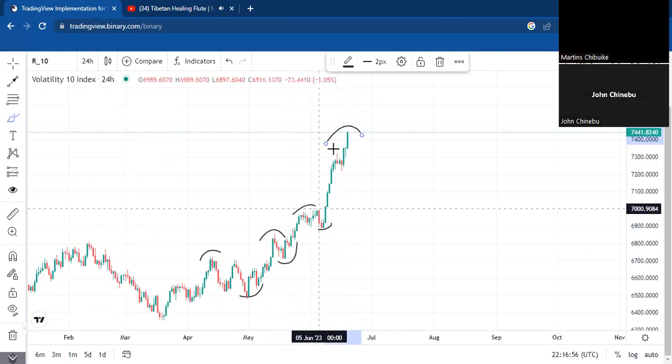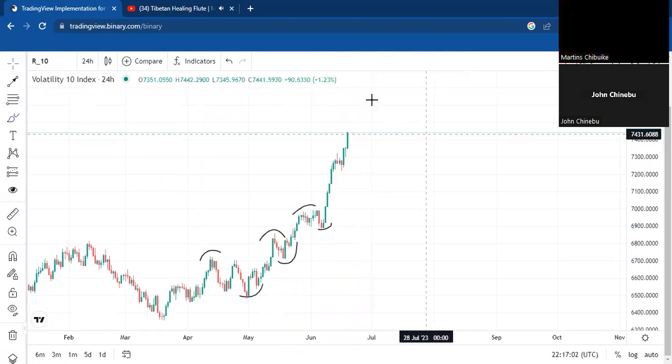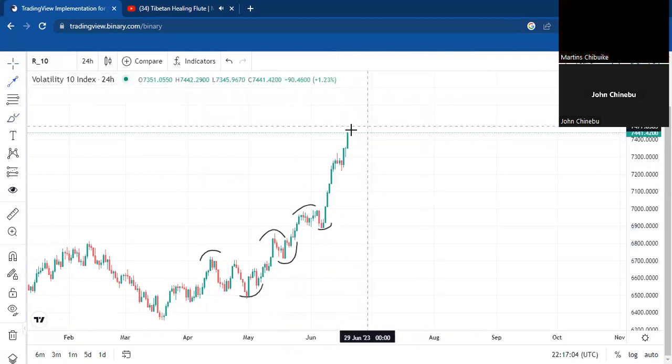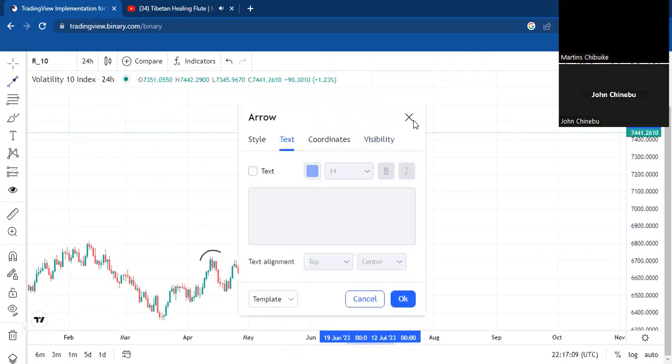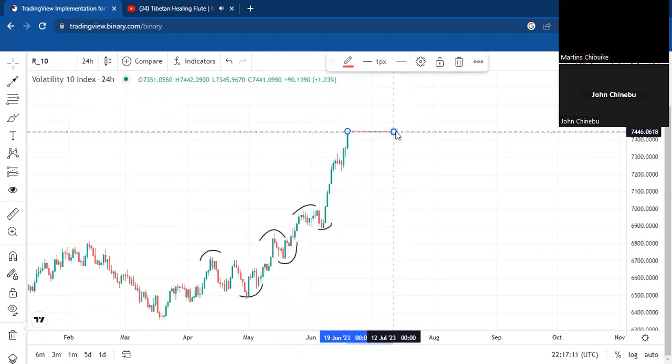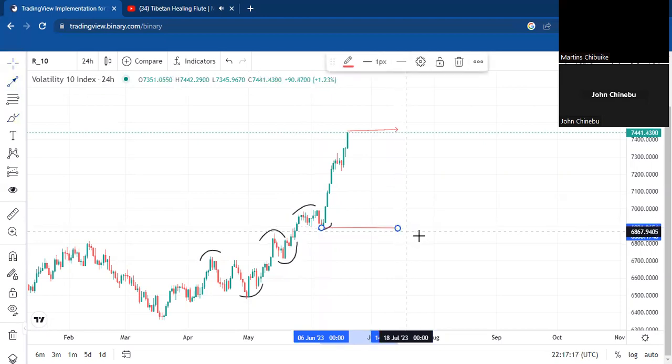So after identifying the trend, which is bullish, what are we going to do? We mark out our range. So our range is this one. Our structural higher high, that's the highest high, to our structural lower low. Is it not true? Yes.